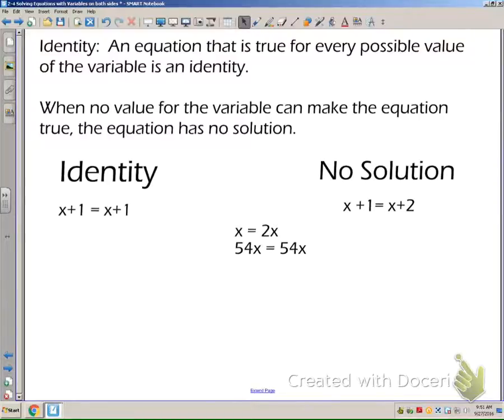Here, obviously this is an identity. Any number I plug in, 2 plus 1 is 3, 2 plus 1 is 3, 3 is going to equal 3. If I plug in a million, 1,000,001 is going to be equal to 1,000,001 every time. So this is an identity. Looking at this one, is there any number that I can plug in for x and get the same value on this side if I multiply it by x? It's not going to happen. So this is no solution. This one is going to be an identity because any value I plug in, if I plug in 1, I get 54 equals 54. If I plug in 2, I get 54 times 2 is equal to 54 times 2. So every value is going to work.